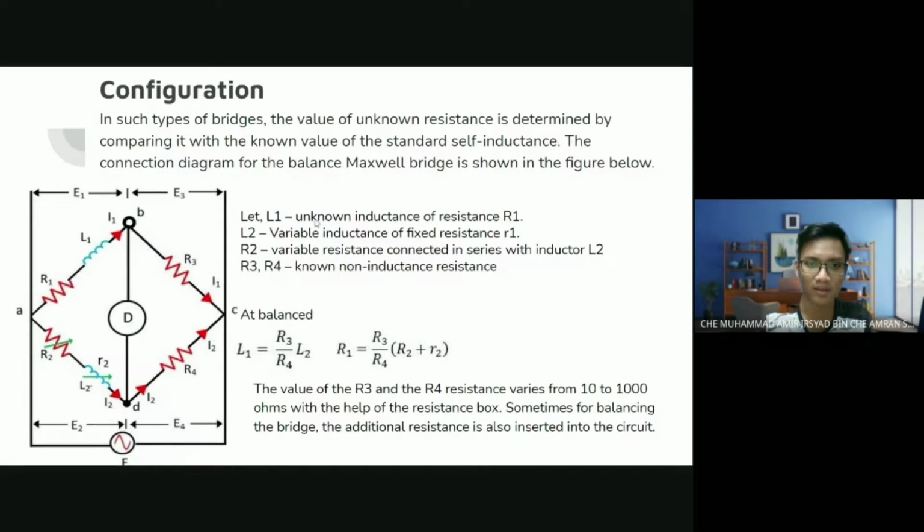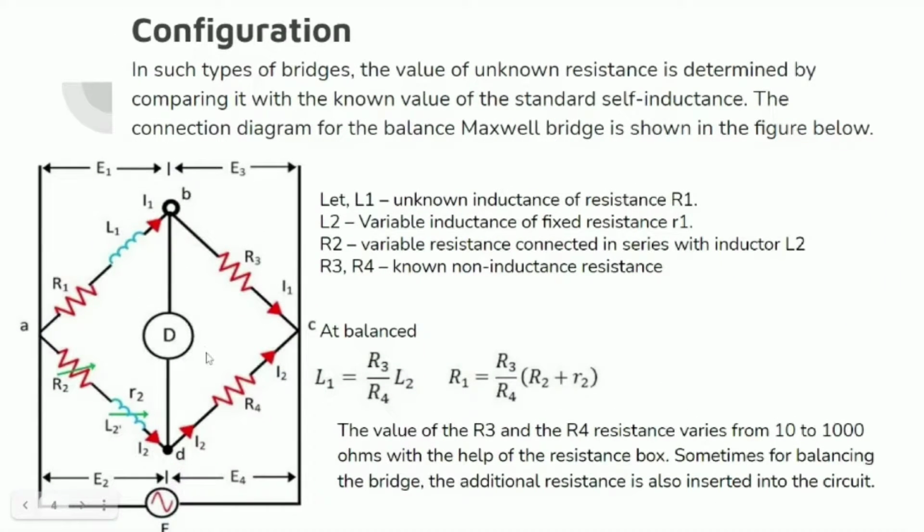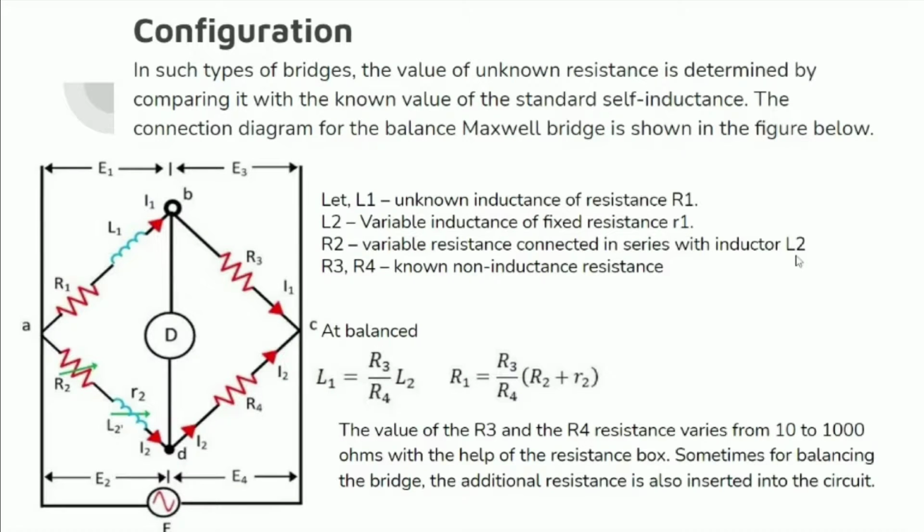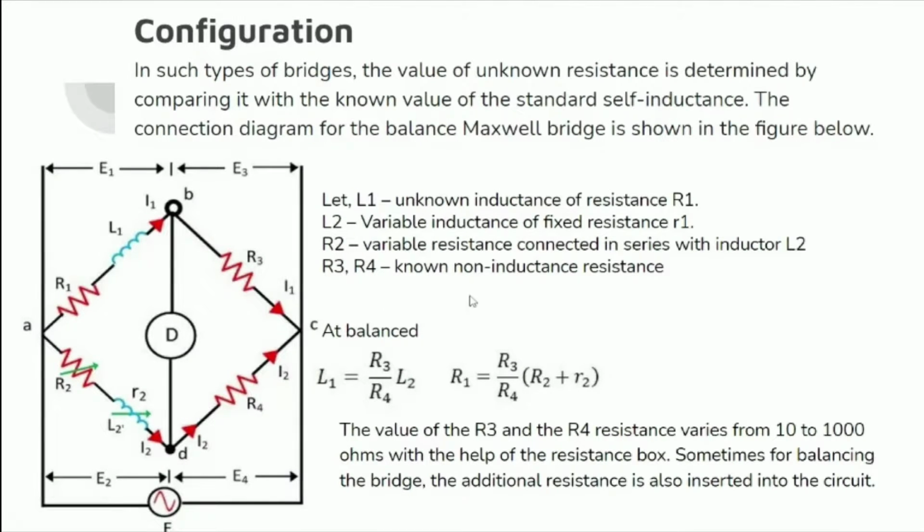Let L1, here is L1, be the unknown inductance of resistance R1. L2, here L2 is the variable inductance of fixed resistance R1. R2, here is R2, the variable resistance connected in series with inductor L2. R3 and R4 are non-inductive resistances.